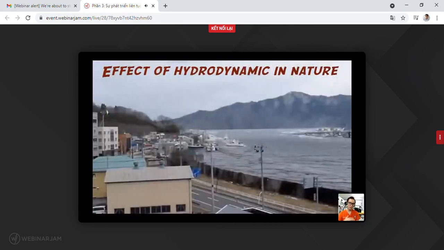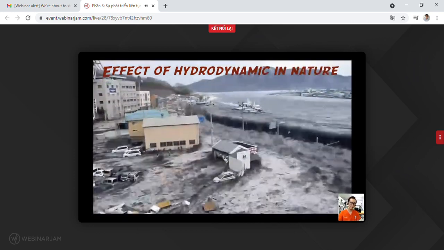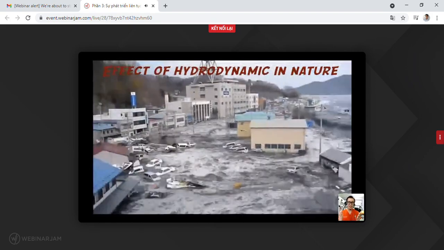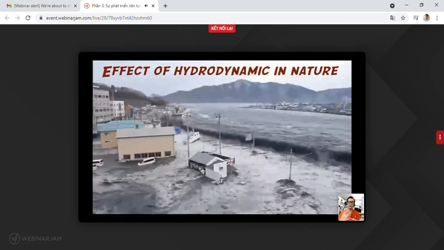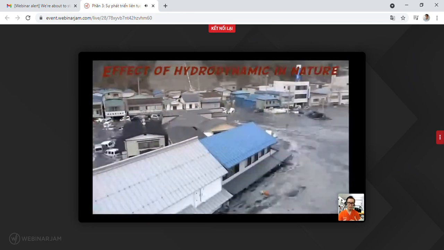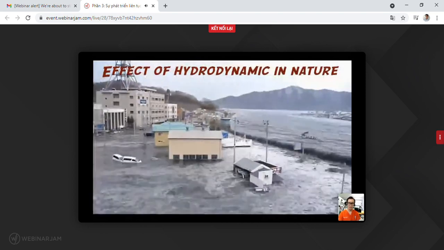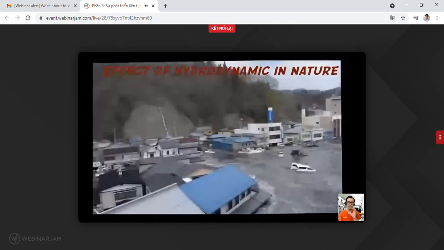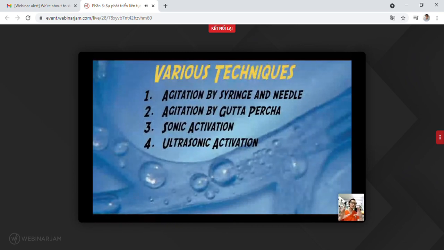The effect of hydrodynamics in nature can be seen in this video of the tsunami that happened in Japan in 2011. You can watch the flow of water, the destruction that this tsunami gave to the houses here is very hard. And we want to have this hydrodynamic motion inside the root canal so that the bacteria, the biofilm, can be cleaned completely.